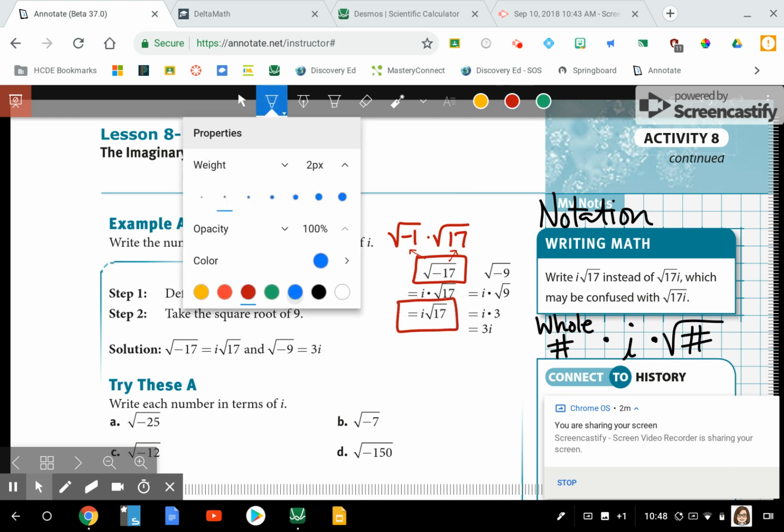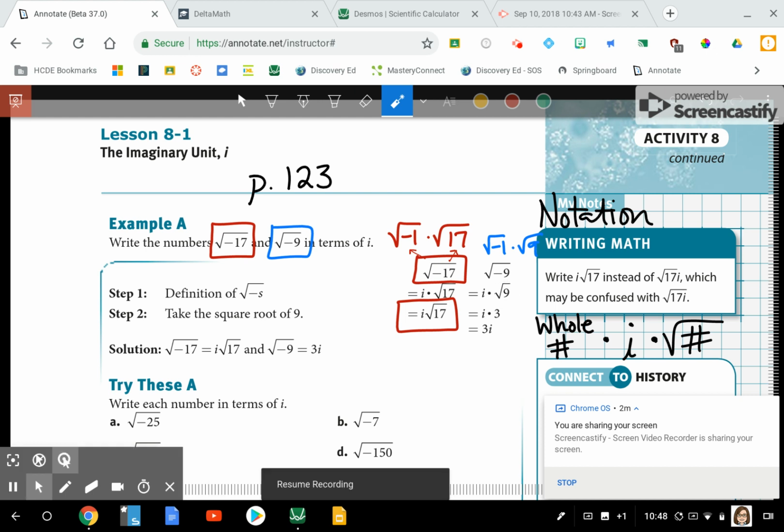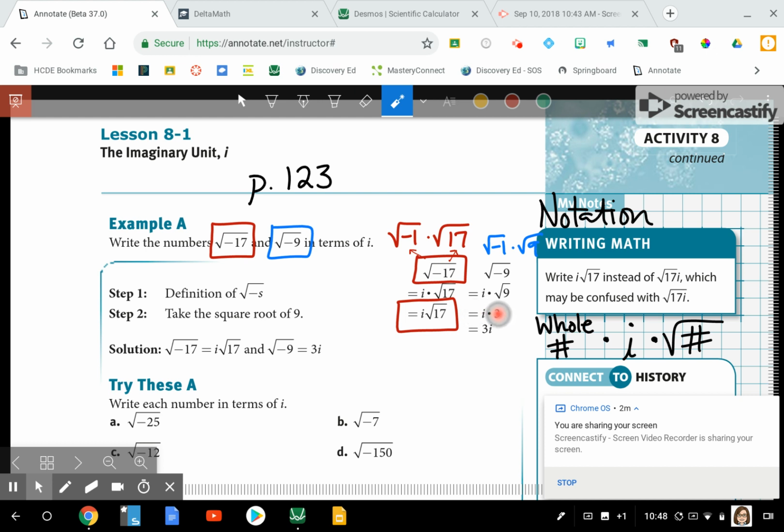Let's look at another one. Let's look at the square root of negative 9. That means we have square root of negative 1 times square root of 9. Square root of negative 1, we now know, is just i. Square root of 9, type it in your calculator, it's a perfect square. What do you get? You get 3. So i times 3 is your final.